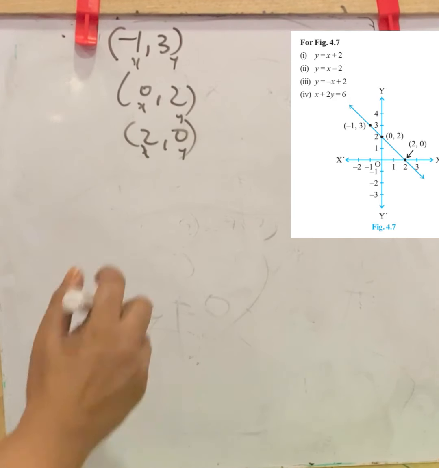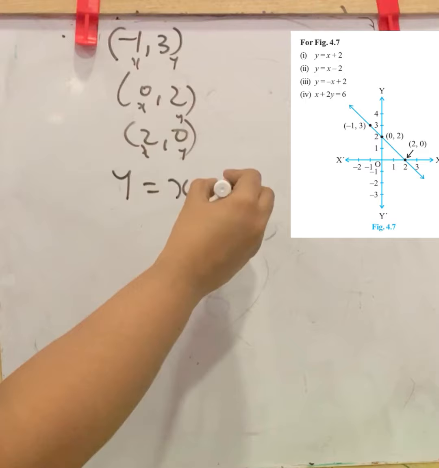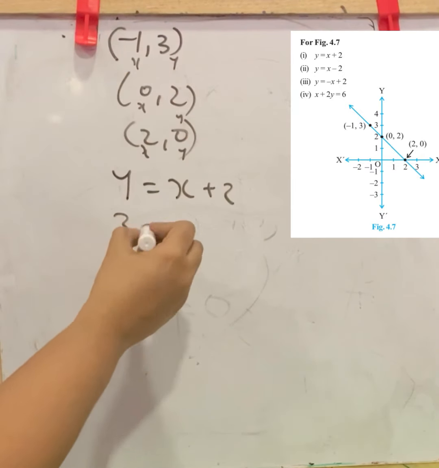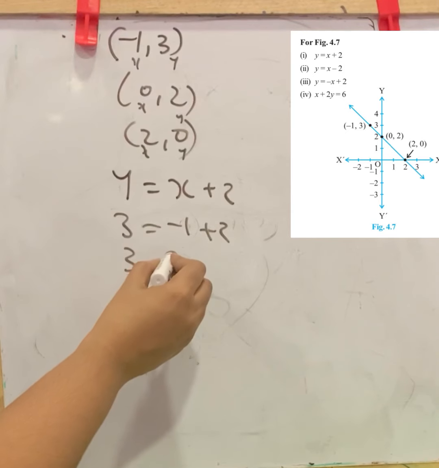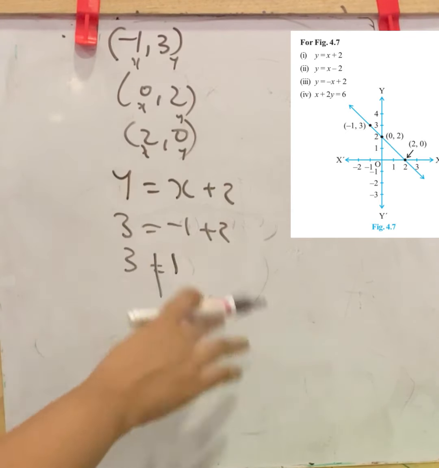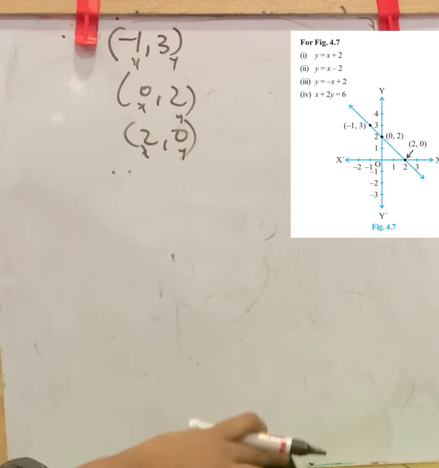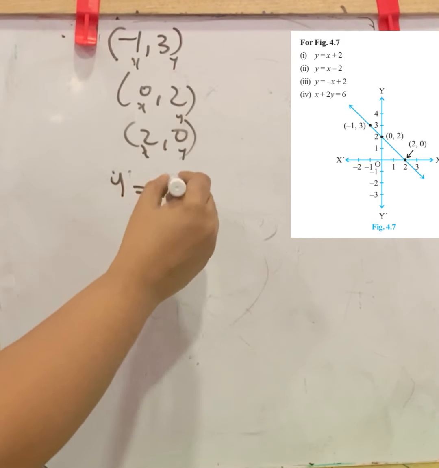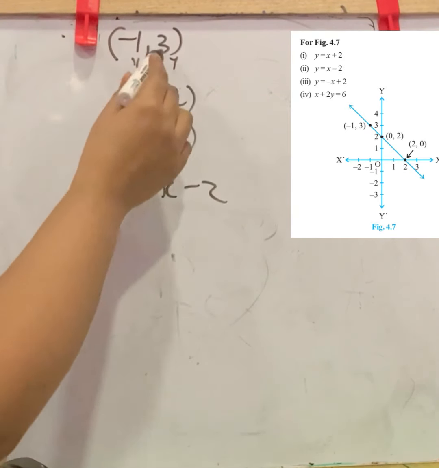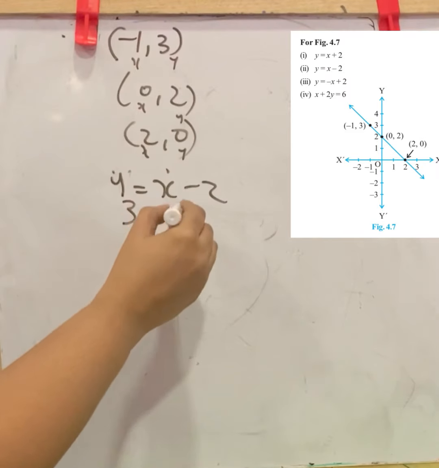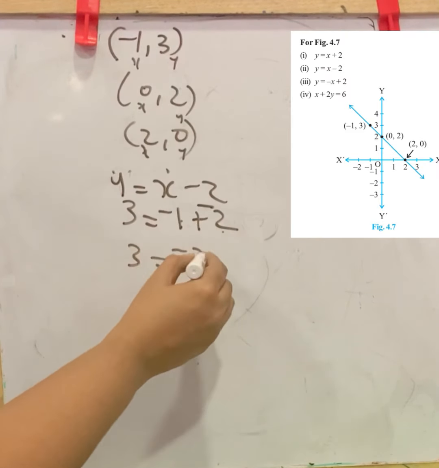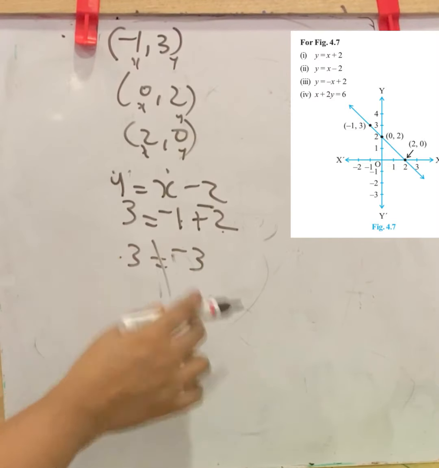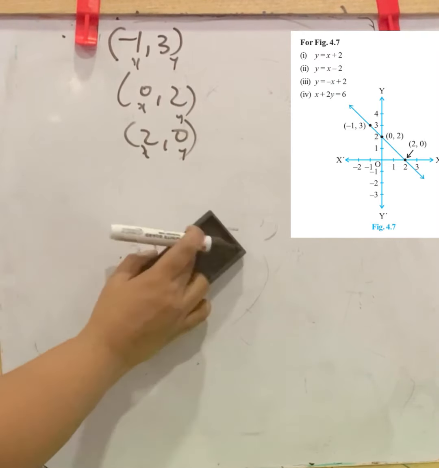Y equal to x plus 2: y is 3 equal to negative 1 plus 2, which is 1. No, it is not equal, so it is not the equation. Next one, y equal to x minus 2. Here y is 3 equal to x is negative 1 minus 2, which is negative 3. No, it is not equal. One is positive, one is negative. So this is not the equation.